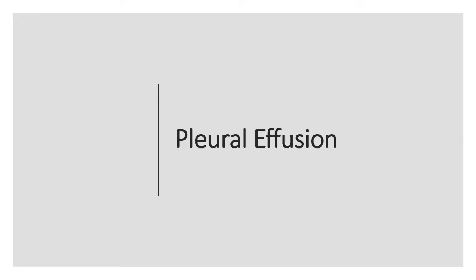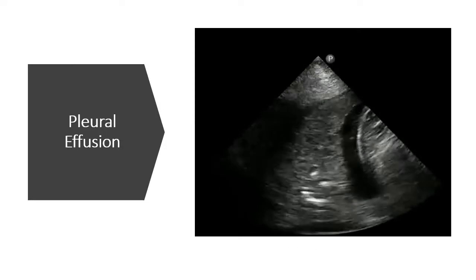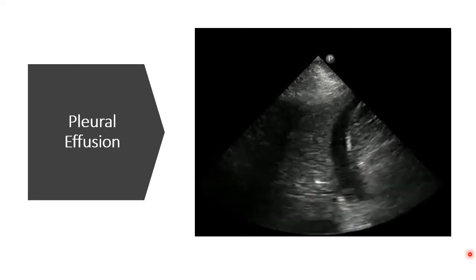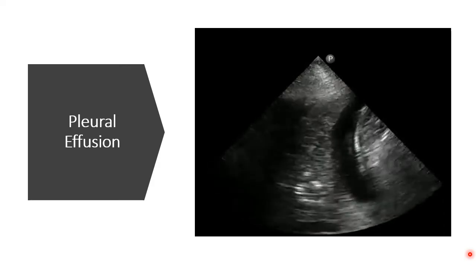The next type of pathology is pleural effusion. This one's a little bit easier to note because you can actually see fluid on ultrasound. And so a pleural effusion typically looks like a dark space around a collapsed lung.